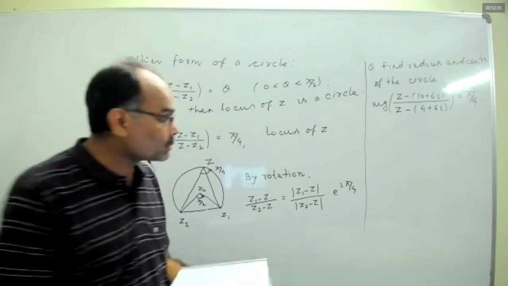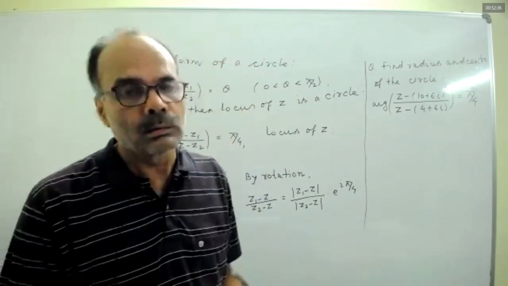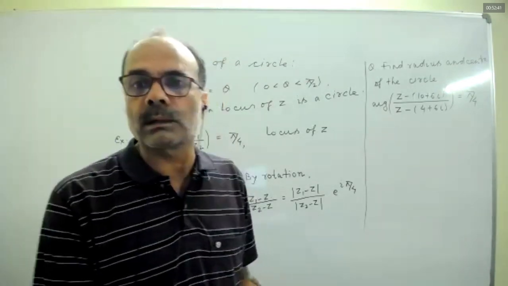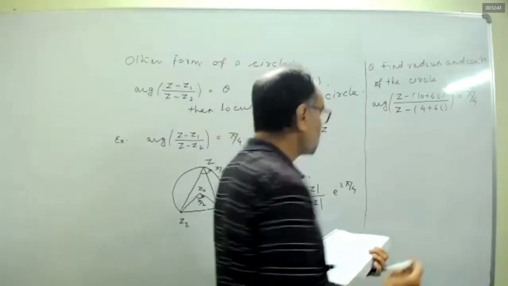The answer is center 7 plus 9i and radius is 3 root 2. Correct. Center is 7, 9. Right.